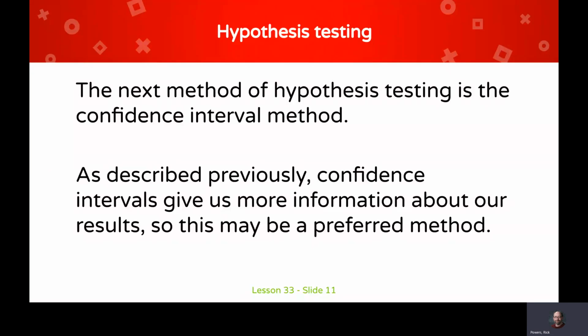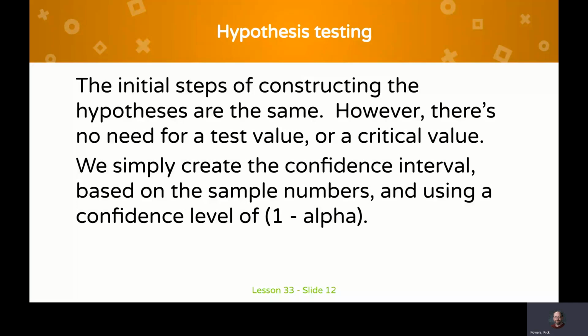The next method of hypothesis testing is the confidence interval method. As described previously, confidence intervals give us more information about our results, so this may be a preferred method. The initial steps of constructing the hypotheses are the same. However, there's no need for a test value or for a critical value. We simply create the confidence interval based on the sample numbers and using a confidence level of 1 minus alpha.